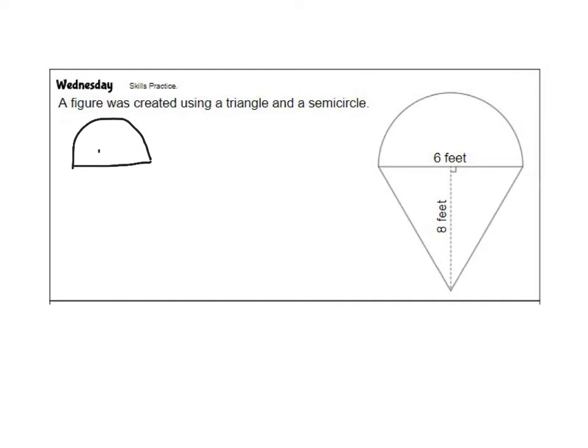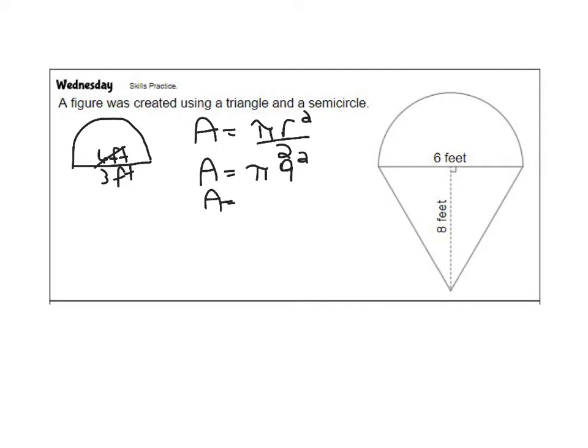Okay, and it does give you the diameter. So what we're going to do is use the formula pi radius squared, and we are going to divide it by 2. So let's go ahead and do that. Because they give me the diameter, I need to take half of that, which is 3 feet. So now I'm going to do pi times 3 squared. 3 squared is 9.